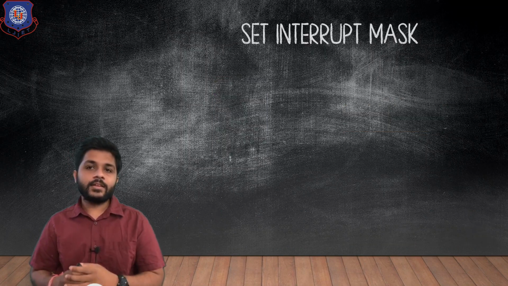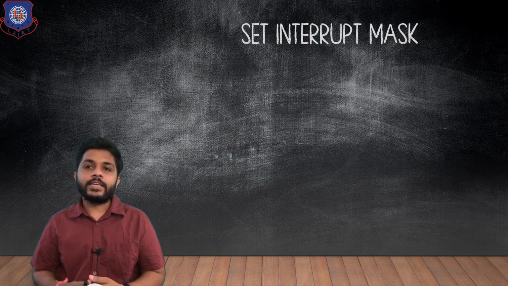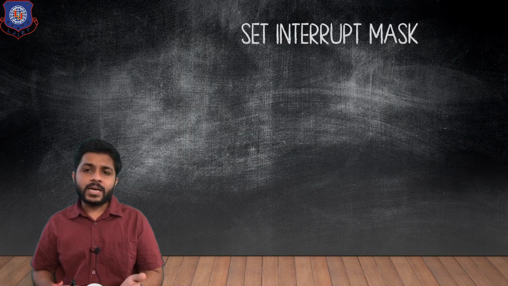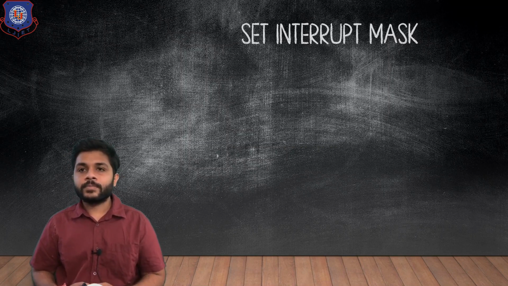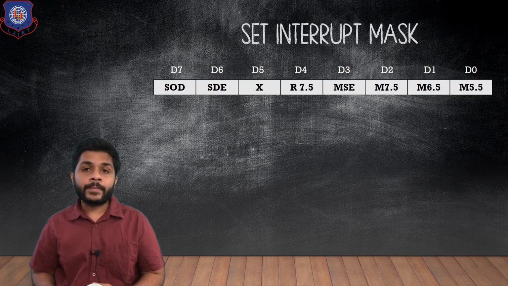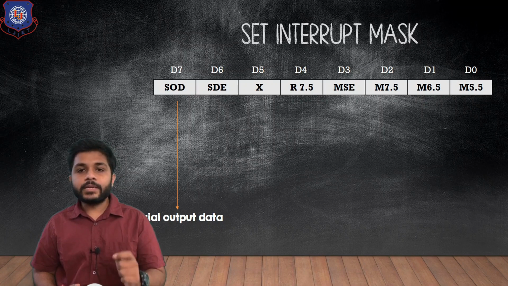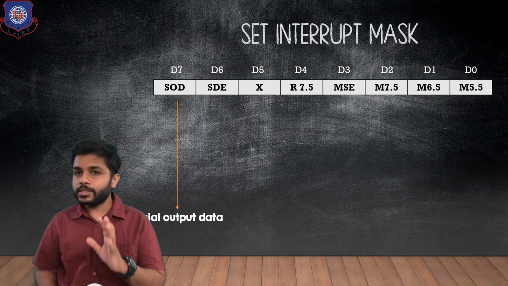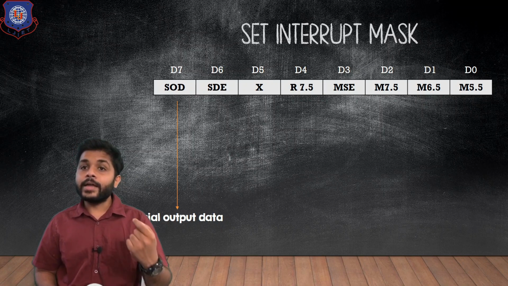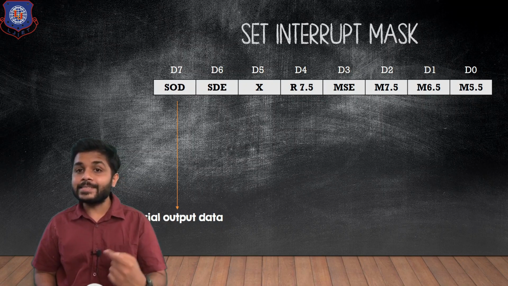Now let's see the next instruction, that is set interrupt mask. Using the set interrupt mask instruction, we can mask and unmask interrupts. This is its format. Let's see the meaning of every bit. The D7 bit is serial output data, so using this bit we can send data serially. With RIM we can serially receive data, and using SIM we can serially send data.